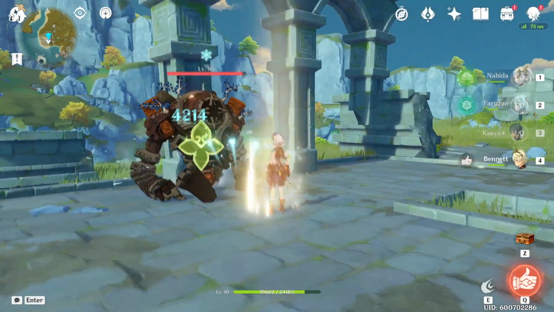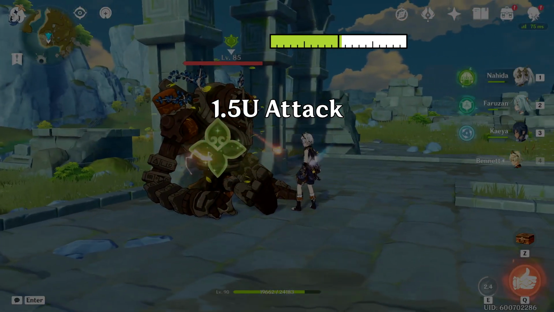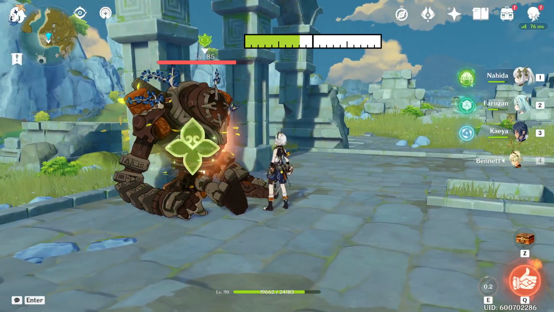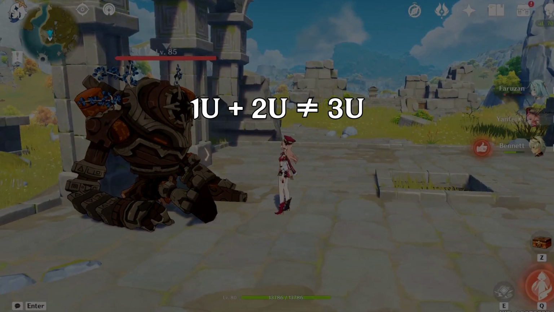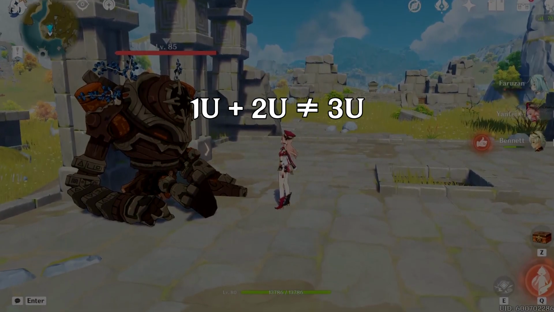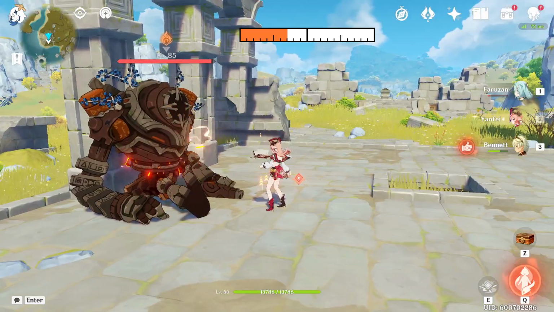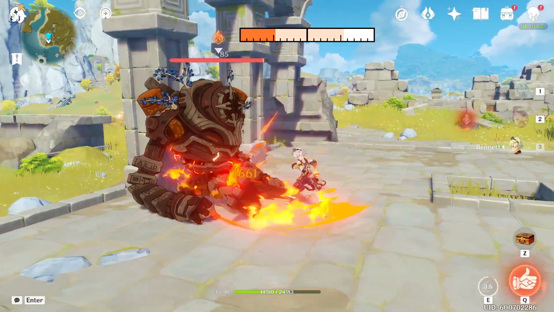With the introduction of Nahida, we even have a 1.5U category, which currently only includes the Tri-Karma Purification proc of her skill. When you apply an elemental aura from multiple sources, they don't stack on top of each other. Instead, it simply refreshes the aura using whichever one has the higher gauge units.